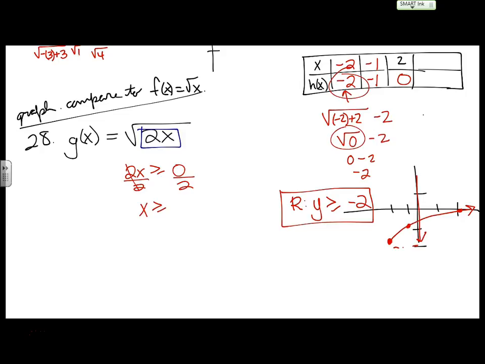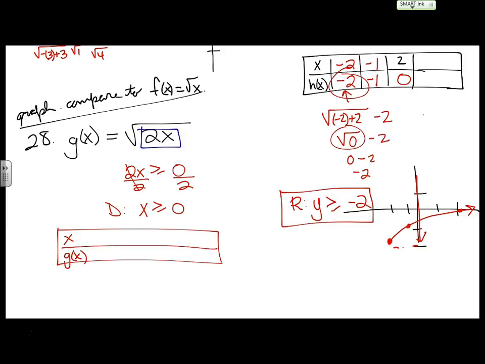X is greater than or equal to 0, which is why I'm going to make my table start at 0 and work my way up. Now wait, I'm not going to start at 2. Where does it tell me to start? So I'm going to start at 0 and work my way up. I'm actually going to go up to 8. Let's see if you guys can figure out why.